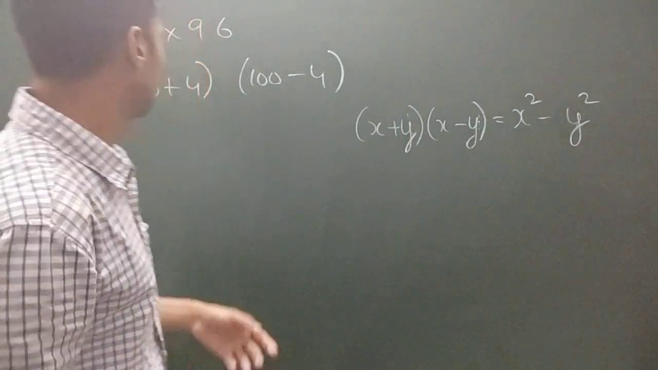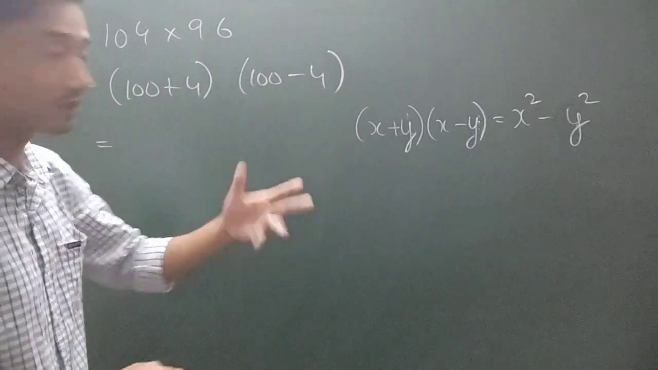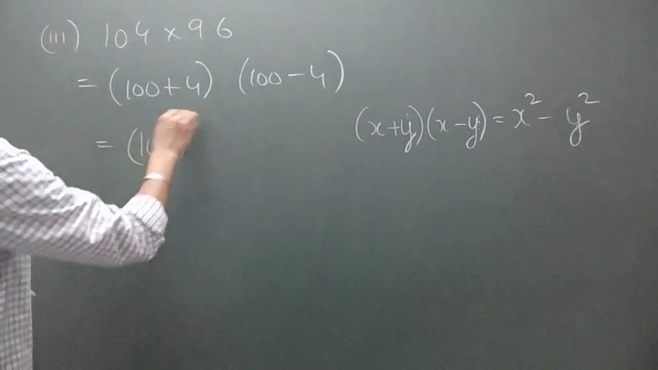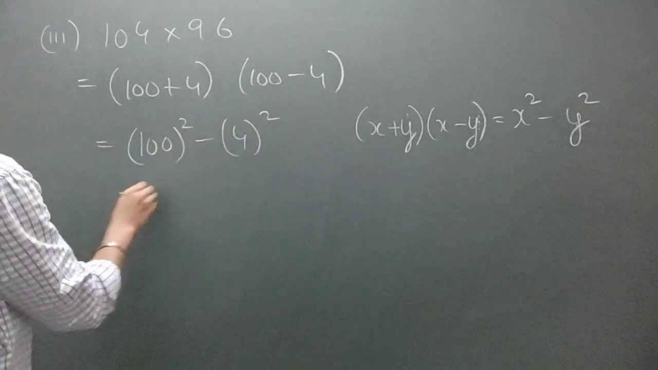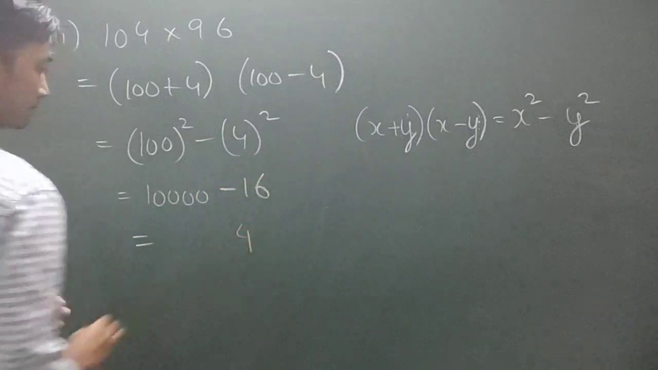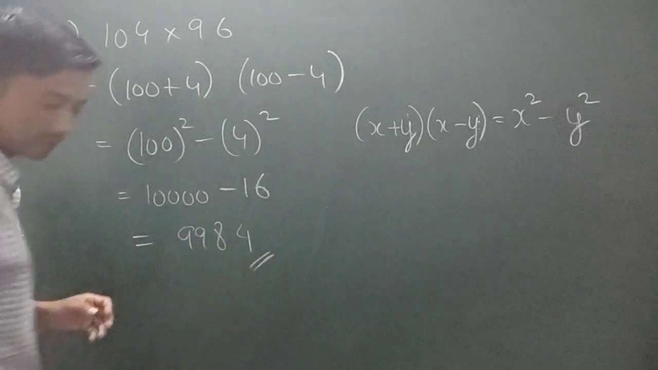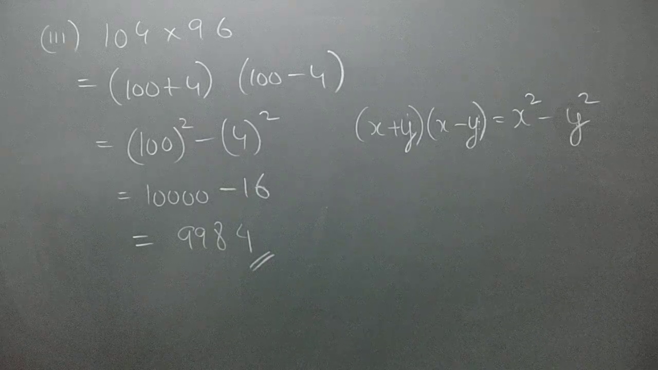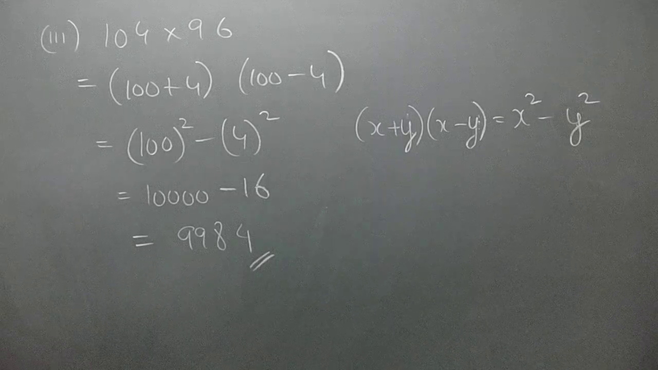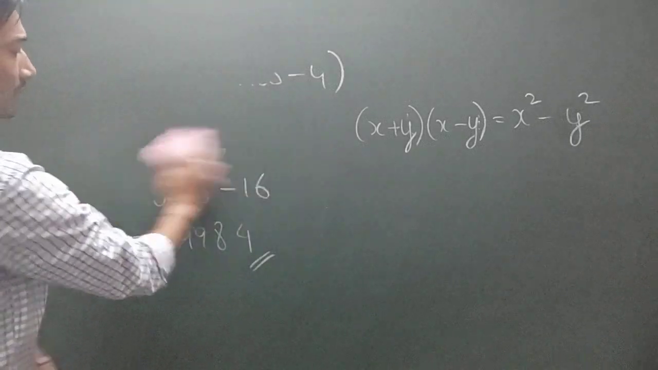Forget about the letters. So if you look here, see 100, 100, 4, 4. Every term is the same, only plus and minus are different. So that is simply x square minus y square. So that's 1, 2, 3, 4 minus 16, which is 9984. Simple as that. Alright, you could have done it using that first identity also, no problem, okay?